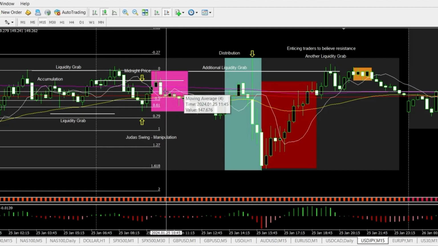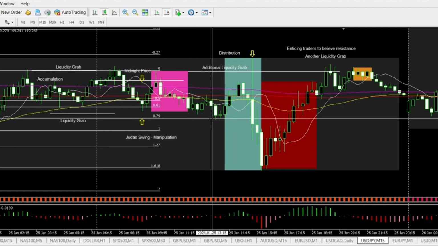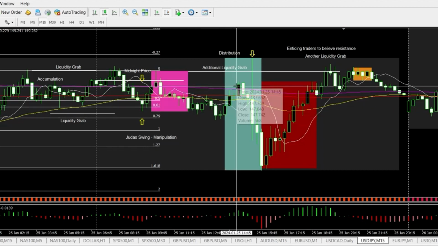fair value gap. Or you could wait for a close below the 4 EMA, and then you will have a move to the downside. Price reacts off the 79 Fibonacci level, then continues back up and gives you another entry during the pre-New York session.